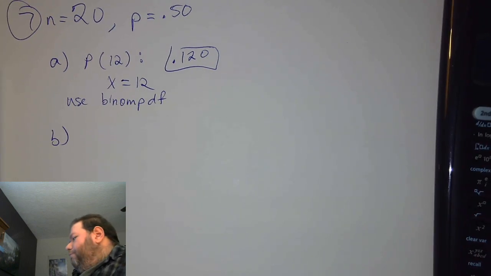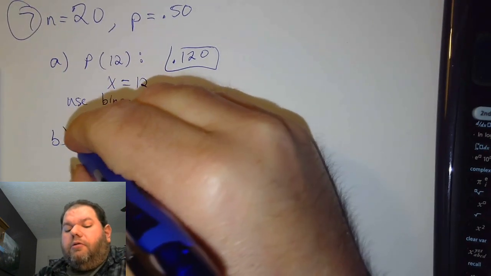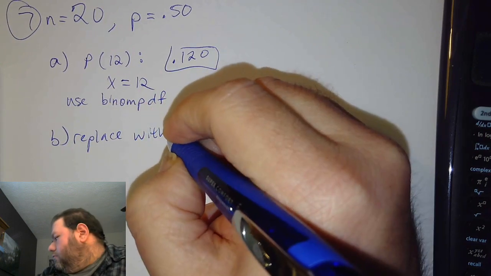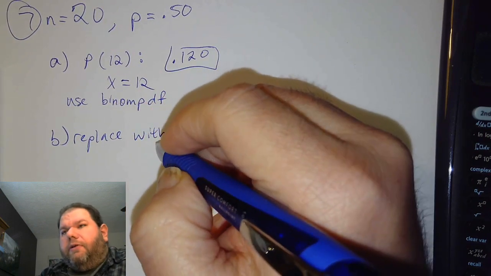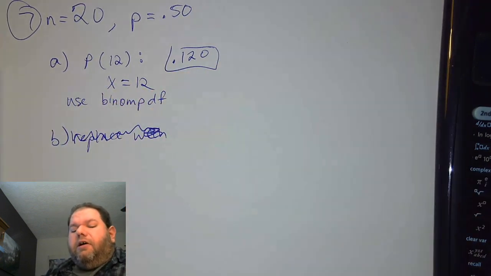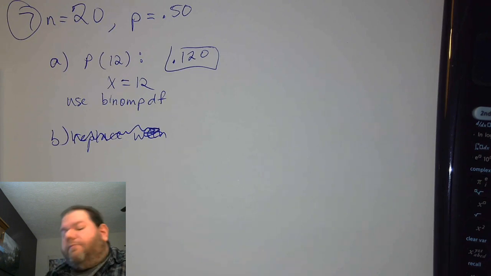Now, B is actually the one that I'm replacing. Oh no, B is not the one I'm replacing. C is the one I'm replacing. My bad. B, find the probability that at most 6 will have a part-time job.